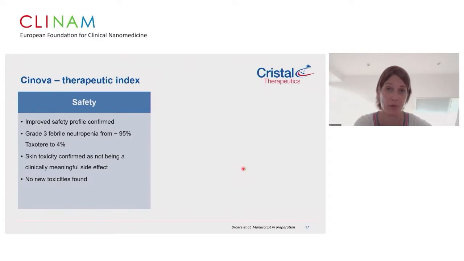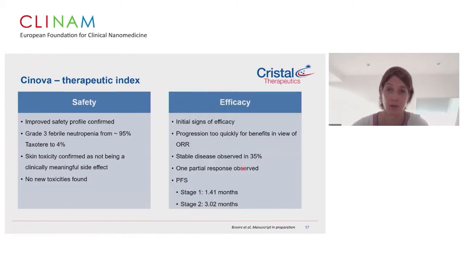From the safety perspective, we could nicely confirm again the improved safety profile. The neutropenia again dropped significantly. The skin toxicity that we saw in the phase 1 was not a meaningful side effect, meaning it was well tolerable with the dexamethasone pre-treatment. And we did not find any new toxicities. From the efficacy perspective, we did see some initial signs, but unfortunately, we did see too much progression in the patients, as said, advanced ovarian cancer patients with already quite some pre-treatments.